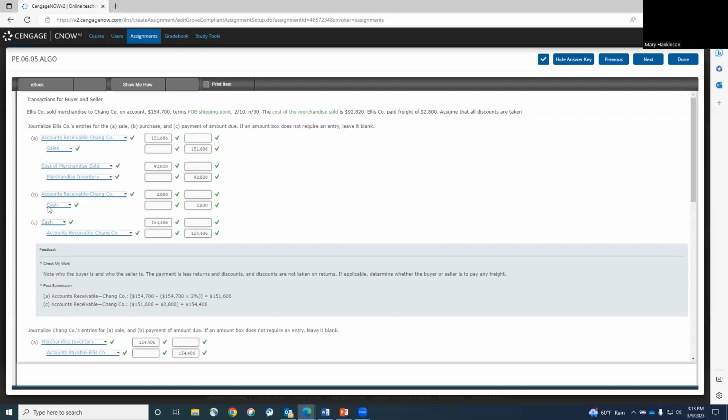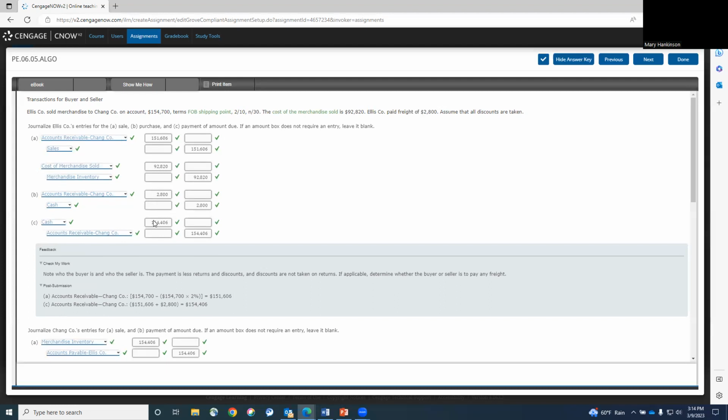That's exactly it. So it shows that we paid it because we reduced our cash for the $2,800, but we're not expensing it. We're passing the expense on to Chain Company. So we're increasing the receivable for Chain Company for the freight because they owe us that money. And then the last transaction is to show the total amount paid to us from Chain Company. So C, it shows the payment of the amount due right here. So A is the sales transaction. B is to show where we paid the shipping. And then C is to show the payment from Chain Company.